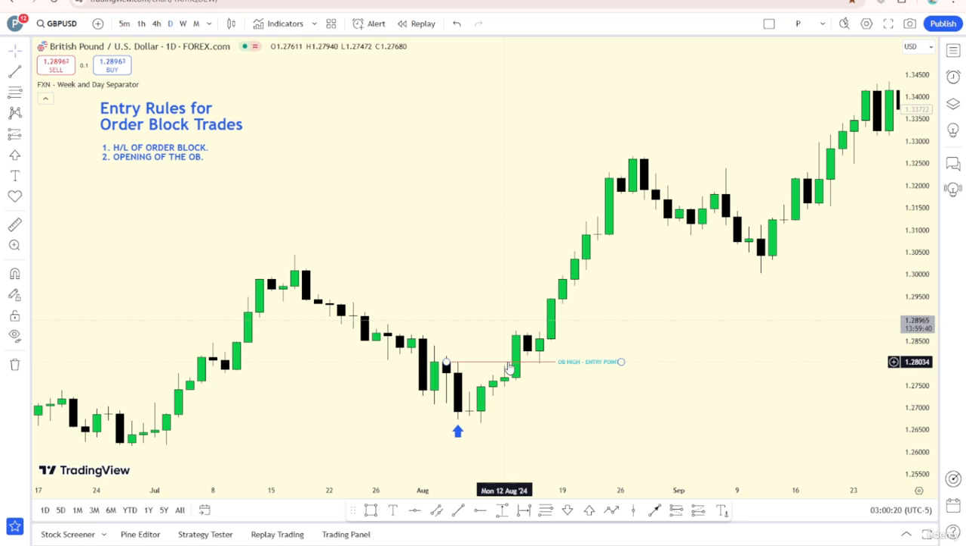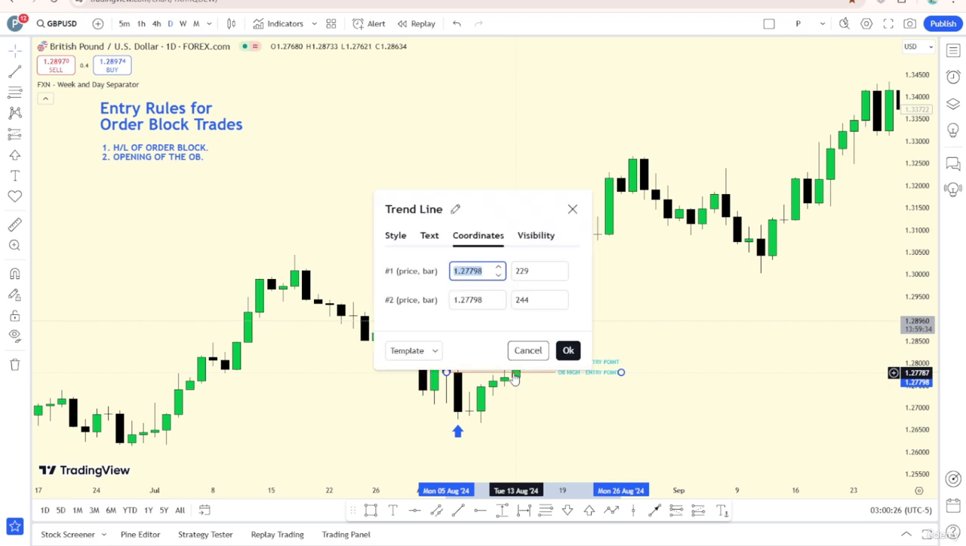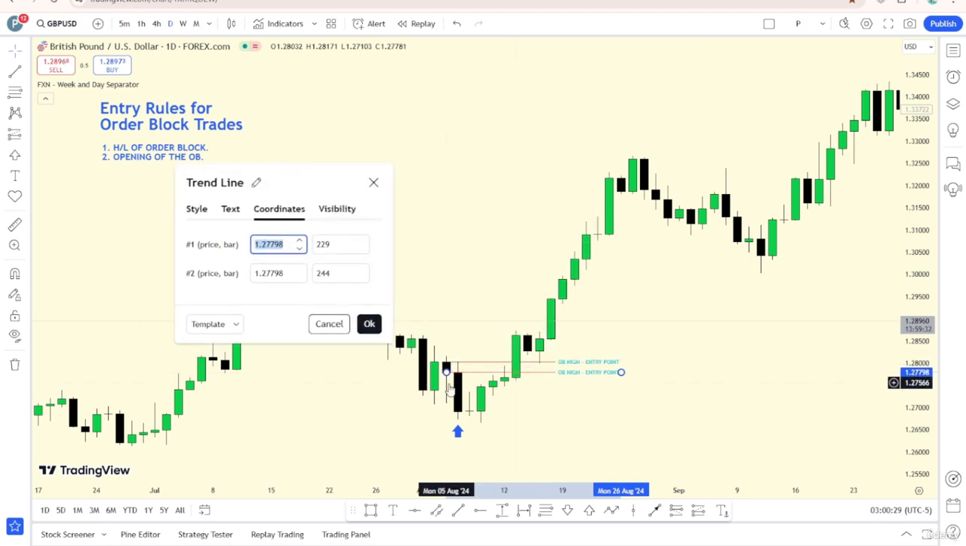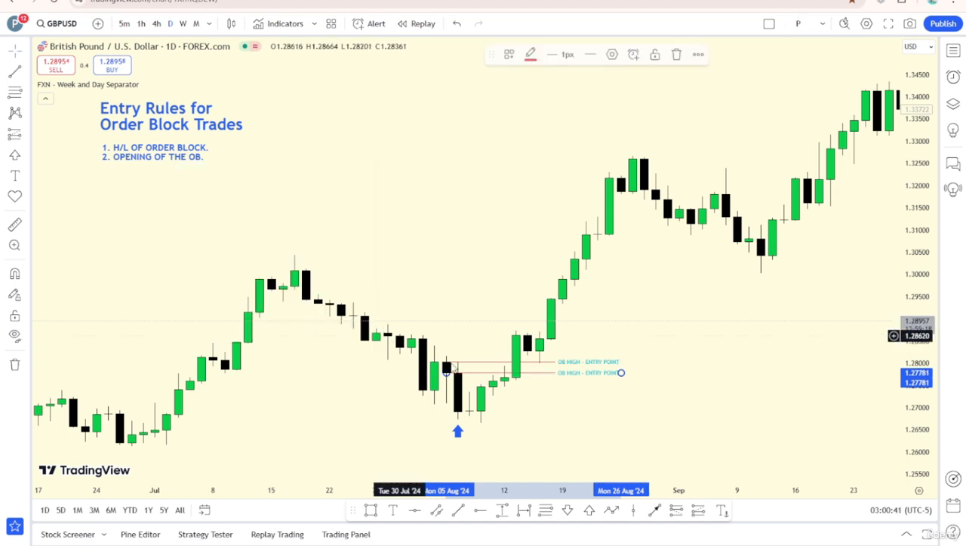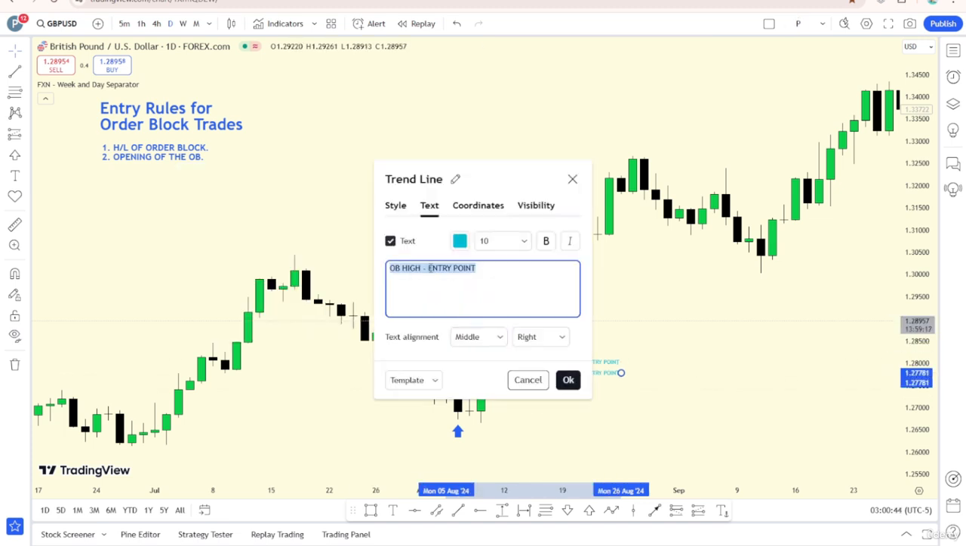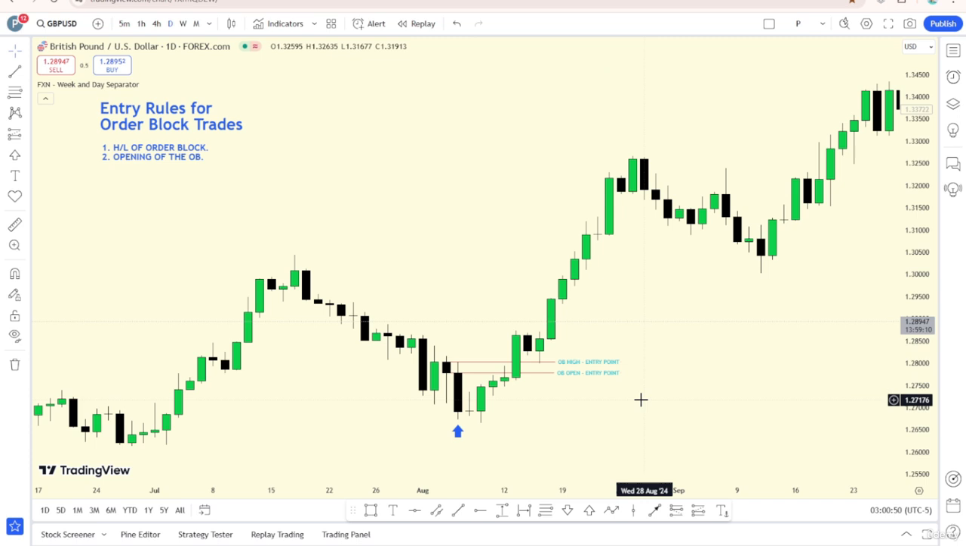The alternative entry point is, of course, the opening, but always begin with the nearest to price. So just begin with the high. The opening of that candle is 0.27781. This is the order block open. It's an alternative entry point.